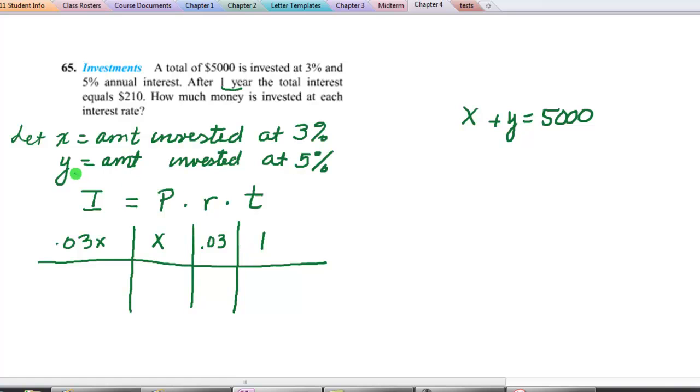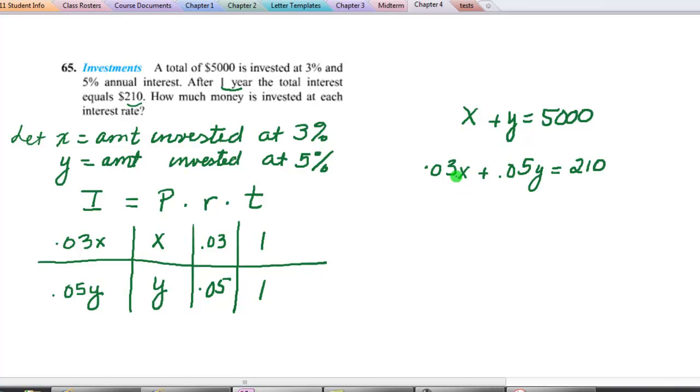And so therefore for I, for interest, we can multiply these 3 numbers and get 0.03x. Our second amount is y. We're investing that at the rate of 0.05, also for a year. And multiplying the principal times rate times time, in the second we get 0.05y. And then we add these 2 interests from our table. They have to add up to $210 because that's what the problem tells us.